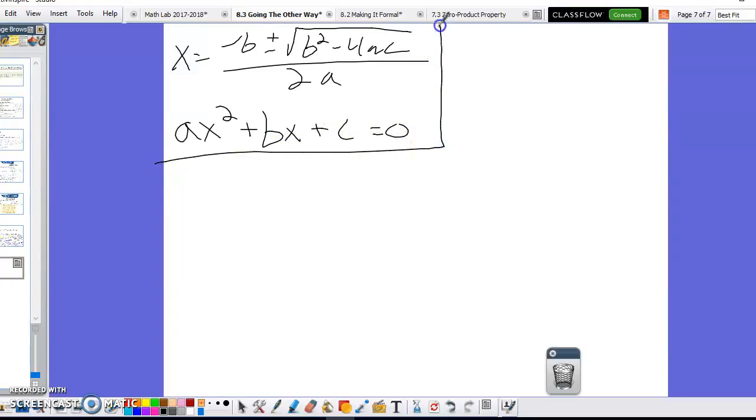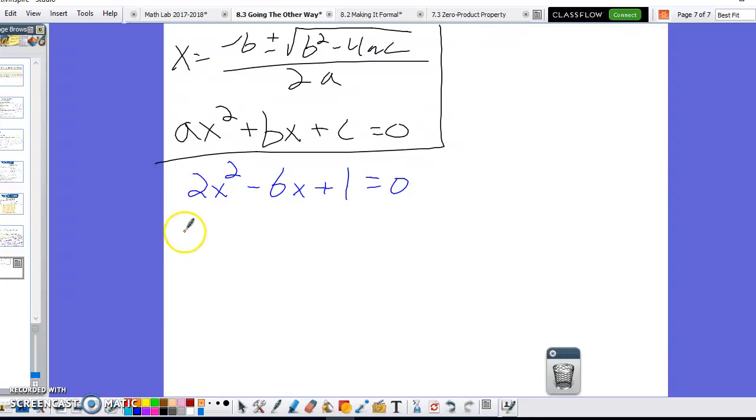So that's the given information I need to know. And I'll give you 2 examples here. The first example I'm going to do will be 2x squared minus 6x plus 1. Remember, it always has to be equal to 0.